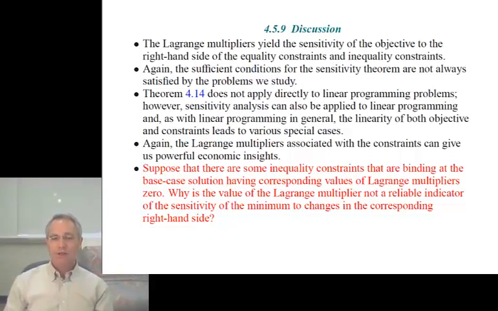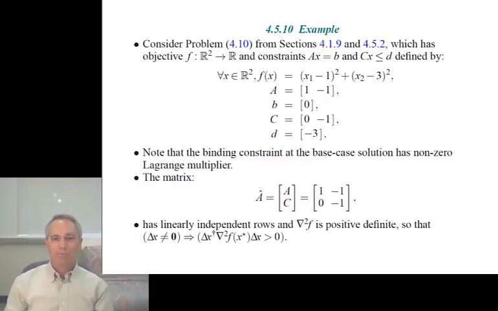The sufficient conditions for the sensitivity theorem are fairly stringent and are not always satisfied by the problems we studied. For example, Theorem 14 doesn't apply directly to linear programming problems. However, sensitivity analysis can be applied to linear programming, and we get fairly similar results. As with linear programming in general, the linearity of the objective and the constraints leads to various special cases. And indeed, the Lagrange multipliers associated with the constraints give us sensitivity results and very powerful economic insights. Let's see an example of the sensitivity analysis.